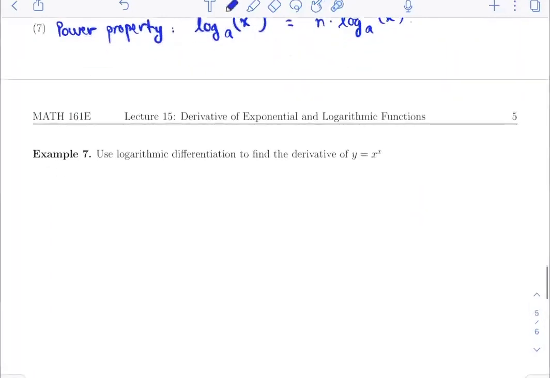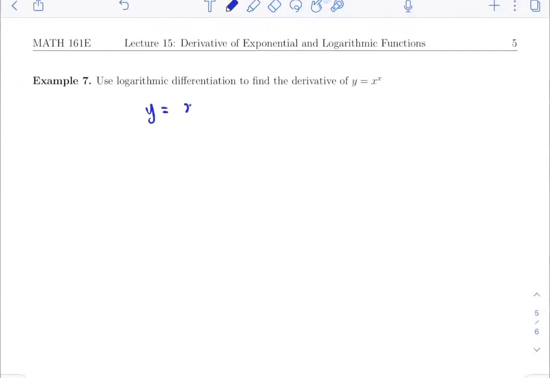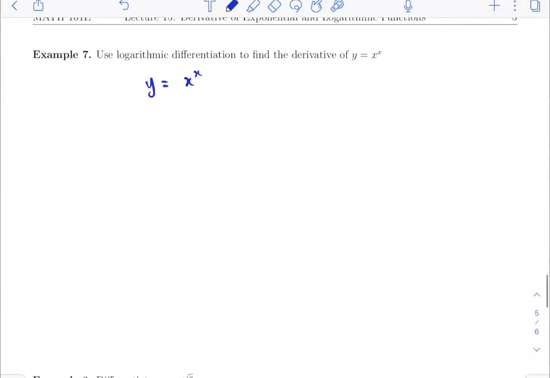The first step is just to write down the function again, y equal to x to the x. The second step is to take the natural log on both sides of the equation. So I have ln of y equal to ln of x to the power x. The next step is to use the property of logarithms to rewrite the right-hand side of the equation. This gives me x times ln of x, and that is the power property of logarithms.